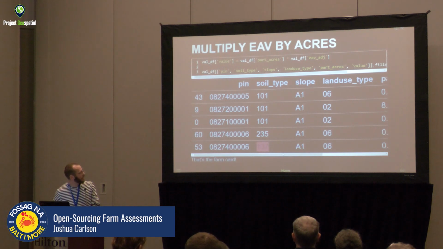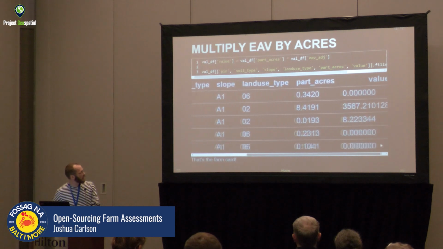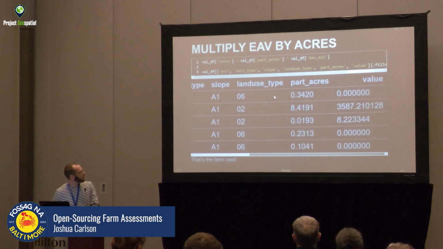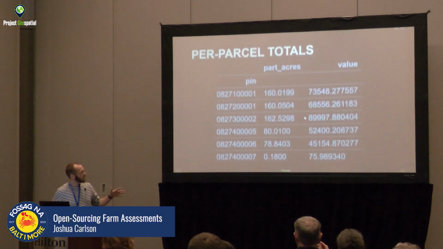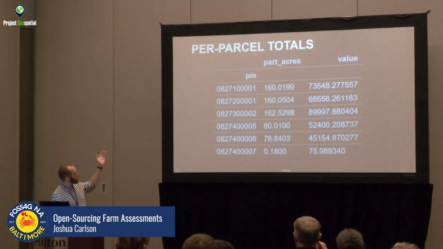So now for this particular soil type 101, slope A1, land use type 06, it's actually not worth anything because 06 I think is right of way, but 02 is cultivated farmlands. So it's a nice big chunk, it's worth a good amount. And it's soil type 101, perfect slope, it's a valuable piece. And then we can take the per parcel numbers and just sum them.